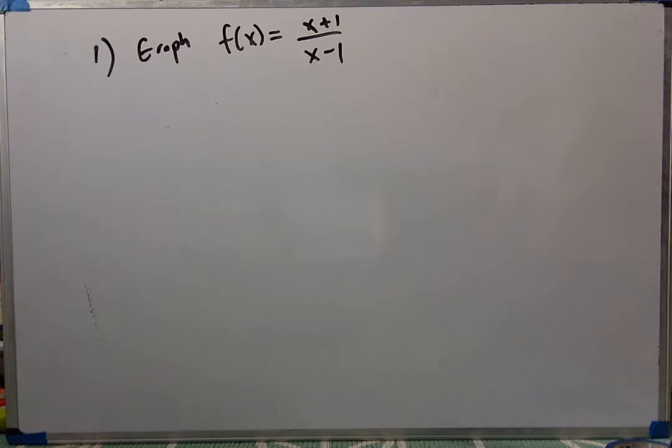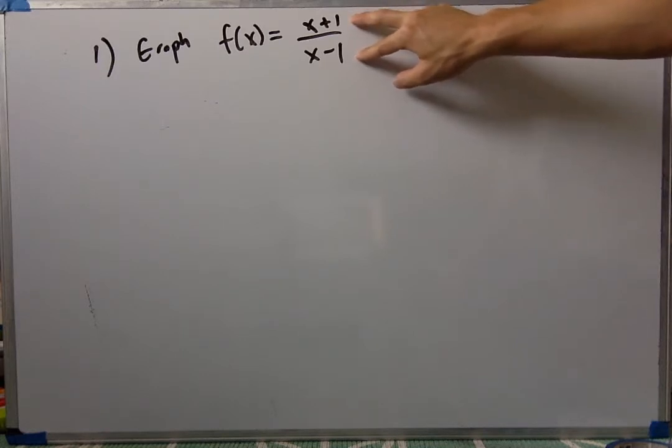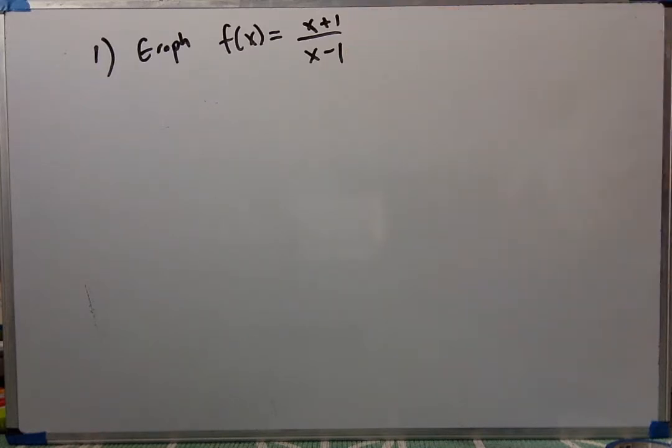Now, when we're graphing, the first thing we want to make sure that we do is check that our function is in lowest terms. That means everything's factored, and if there's anything I can cancel, I cancel it. Here we see it's already factored, and there's nothing that I can cancel, so I can skip ahead to the next step. Next step is to find the zeros.